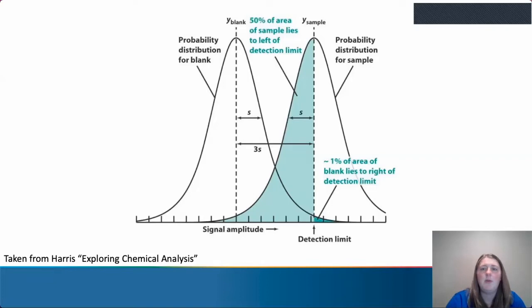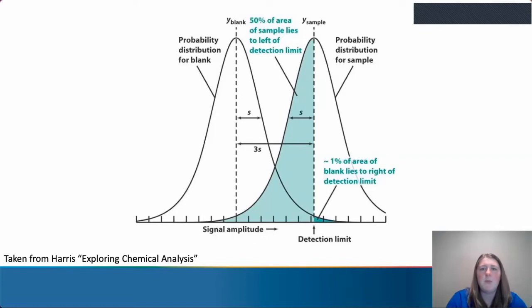Okay, so the area under the tail of the blank curve. So I'll get my laser pointer out here and highlight what I'm talking about. So the area under the tail of the blank here on the right side is what I want you to focus on for the remainder of this slide. So if the curves overlap, so you slide that sample over to the left, what you're going to have is a 50% probability that your sample doesn't contain the analyte of interest. All right, so that's not the best odds.